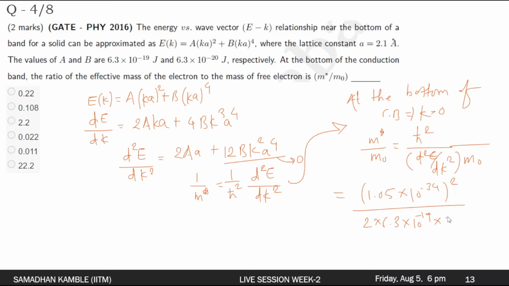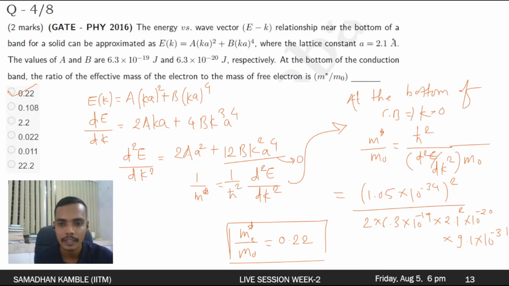Well, a square is here 2.1 square into 10 to the power minus 10 square, that is 10 to the power minus 20, times m naught. m naught is again the mass of the free electron, which is 9.1 into 10 to the power minus 31. If you calculate this equation, we get the value of m star over m naught, which is the relative effective mass of the electron, and it comes out to be 0.22. Okay, is it clear?